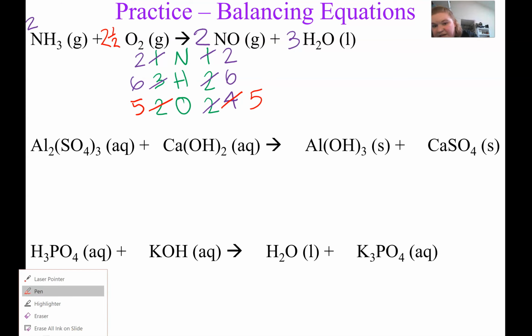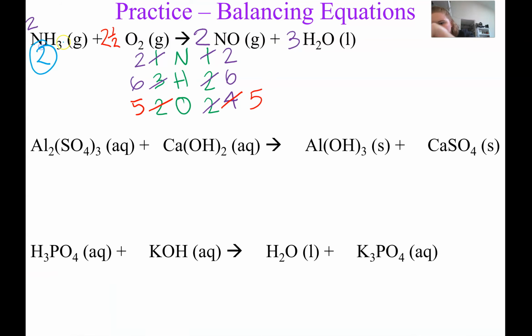So my final answer is I'm going to have 2 ammonias. Let's see, move where I write this. I'm going to put it at the top here. 2 ammonias, 5 oxygens, 4 NOs, and 6 waters.